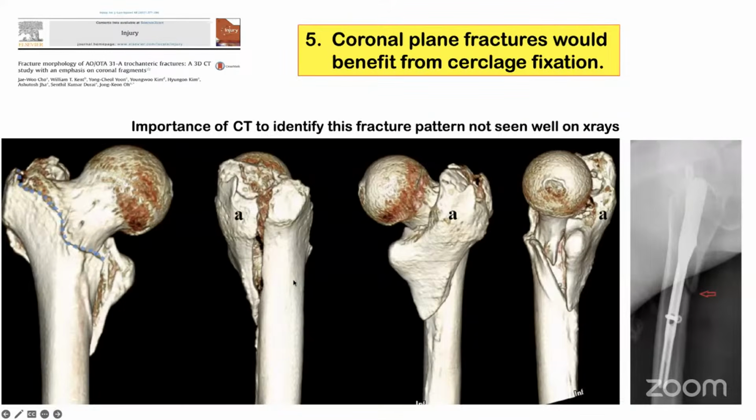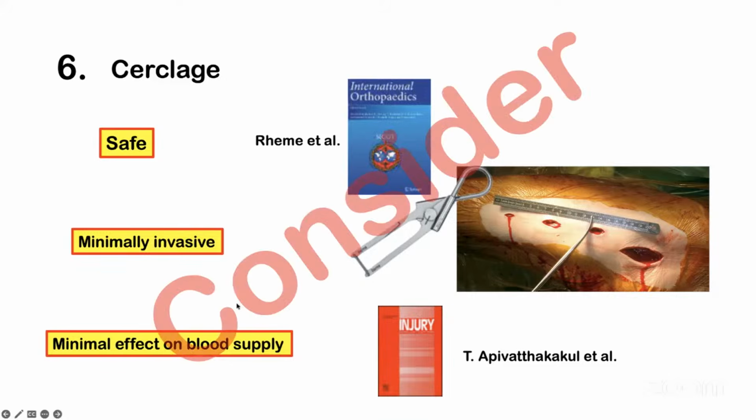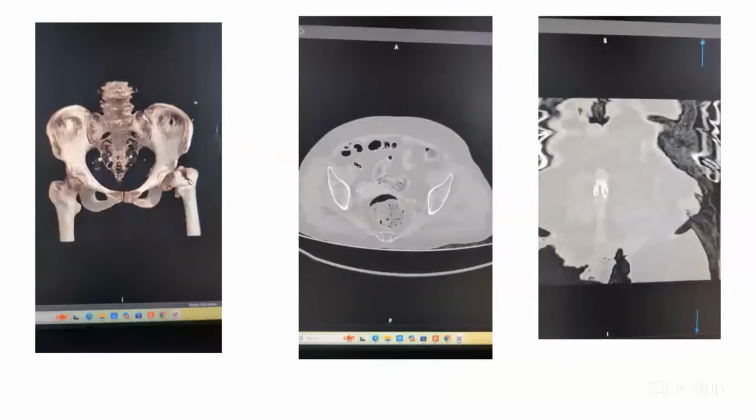So this is very important whenever we see the CT scan of these patients where there is a long oblique fracture, or there is a trochanteric combination or lesser trochanteric combination, and there is a coronal split of the lateral wall. We should always use cerclage wire for fixation of this fragment so as to improve our reduction and get a good reduction. Cerclage wire is safe, minimally invasive, and has minimal effect on blood supply. This has been proved in femoral fractures by Thirachai, and it is very well under our control to use this cerclage wire in intertrochanteric fractures.